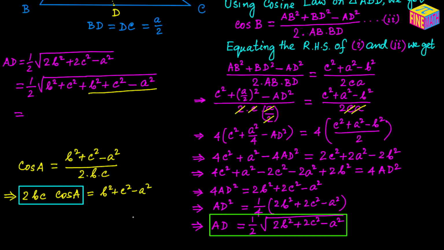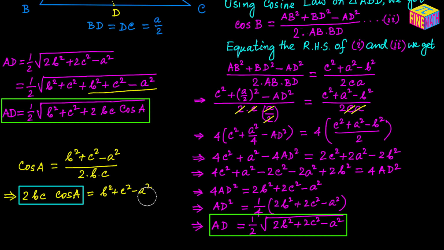So if we use that value, what is it going to look like? It is going to look like half of the square root of b squared plus c squared plus 2 times bc cosine of A. So that is another value of AD. Let me just write it down here. So this is actually AD. I can write AD equals half of the square root of b squared plus c squared plus 2 times bc cosine of A, and that is another important result. Let me highlight that, and I'm going to erase the bottom portion in yellow right here.